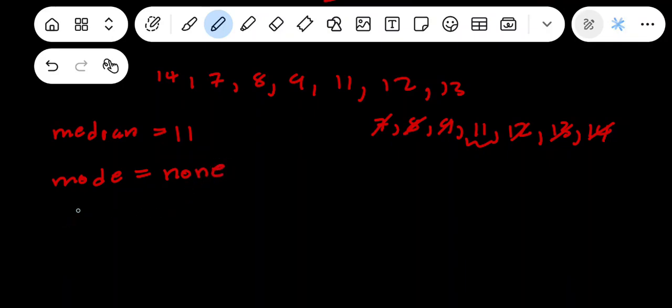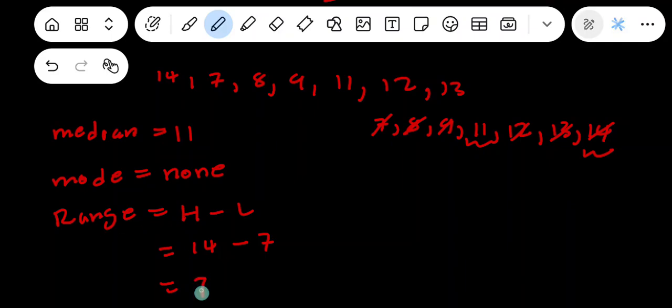Right, so we can find the range. What is the range now here? The range is the higher number minus the lower number on the increasing sequence. Higher number here is 14 there, minus 7 there. So what will be the range? The range there will be what? 7. That is our range.